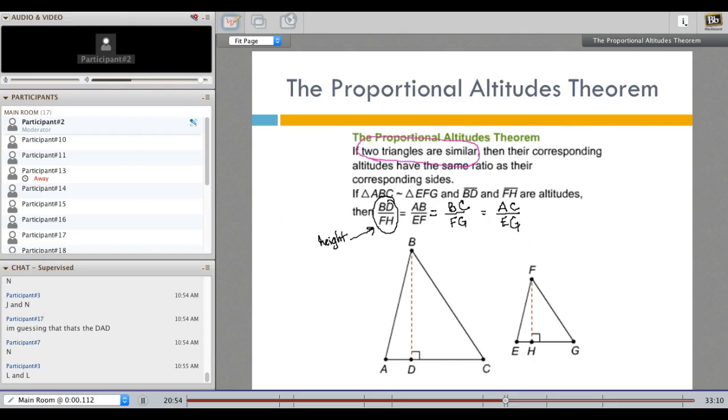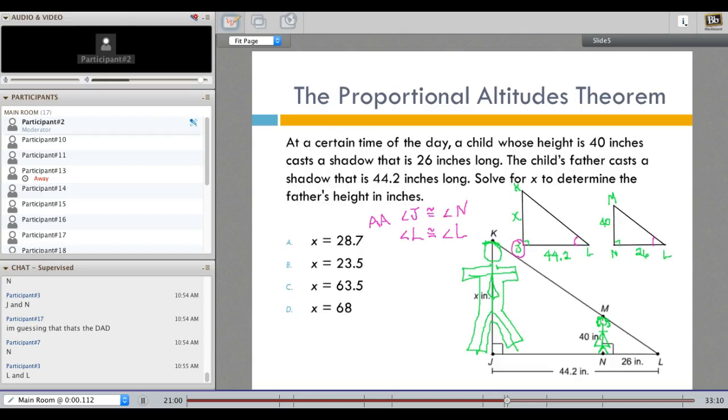All right, and so we've shown that the two triangles are similar, and so it says, okay, well then yeah, I can use the proportional altitudes theorem, and I can make a proportion with the altitude. So where are the altitudes? We have right triangles. Where are the altitudes? Which sides represent the altitudes? Okay, good. JK is the altitude of the large triangle. Yep. There we go. MN is the altitude of the small triangle.